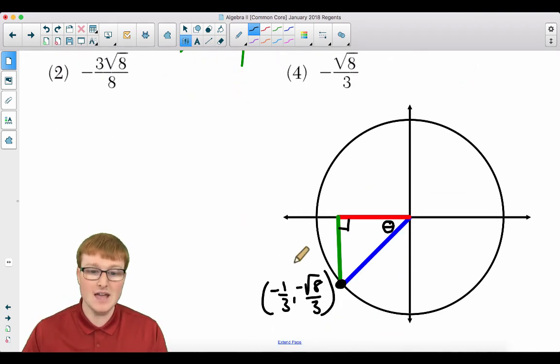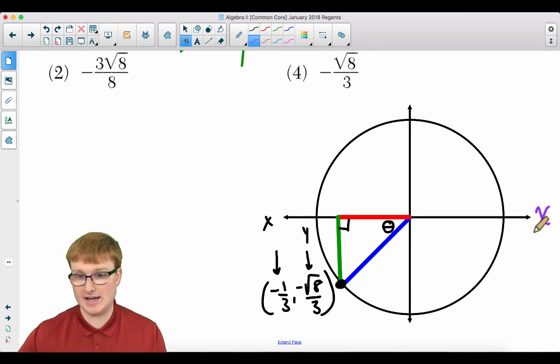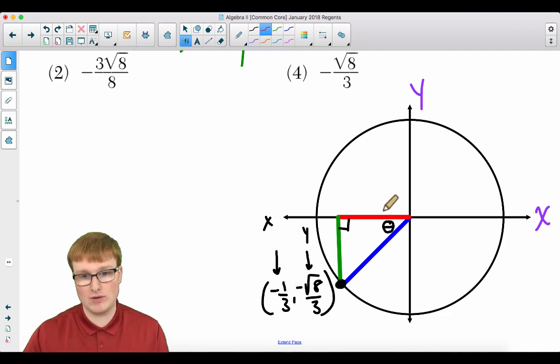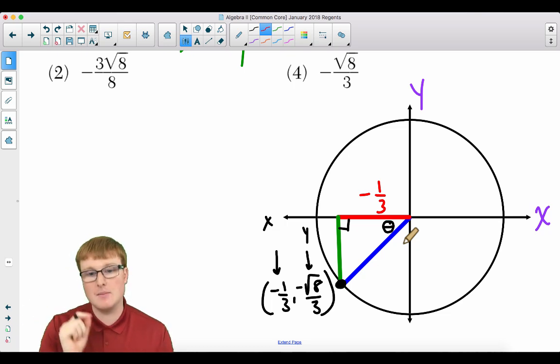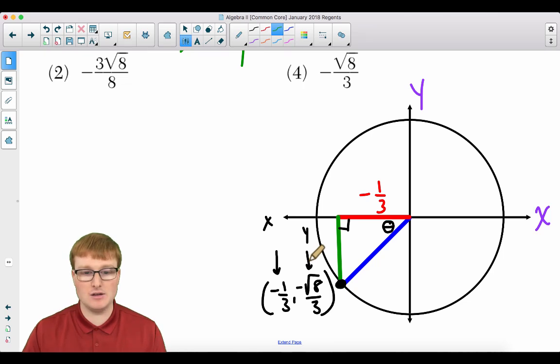So, as I said before, this is your x value, this is your y value. Well, I should further mention that this is your x-axis, this is your y-axis. Well, if the x value is negative 1/3, then the red value that you see here is actually negative 1/3. You're going a horizontal distance to the left by negative 1/3 units. Now the y value, you're going down by negative square root of 8 over 3 units.